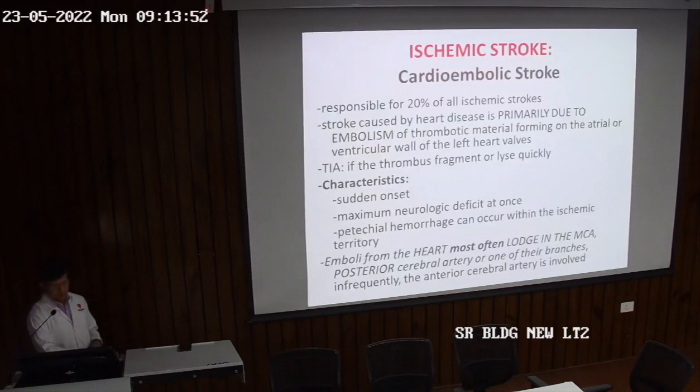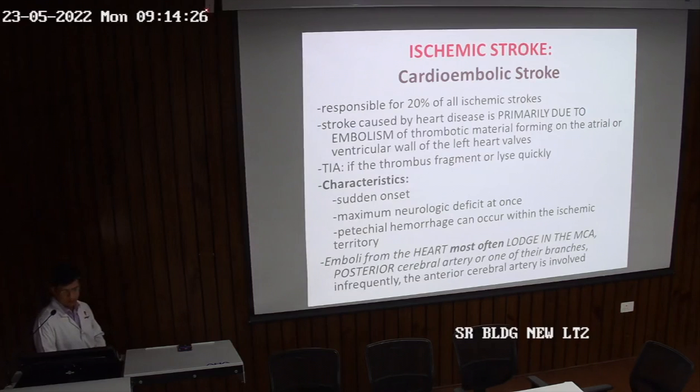So first, the ischemic stroke. The first mechanism is the cardioembolic stroke. Whenever emboli originate from the heart and go to the brain, it leads to a cardioembolic stroke. The cardioembolic stroke is responsible for 20% of all ischemic strokes, and the stroke caused by heart disease is primarily due to embolism of thrombotic material which is forming on the atrial or ventricular wall or the left heart valves.